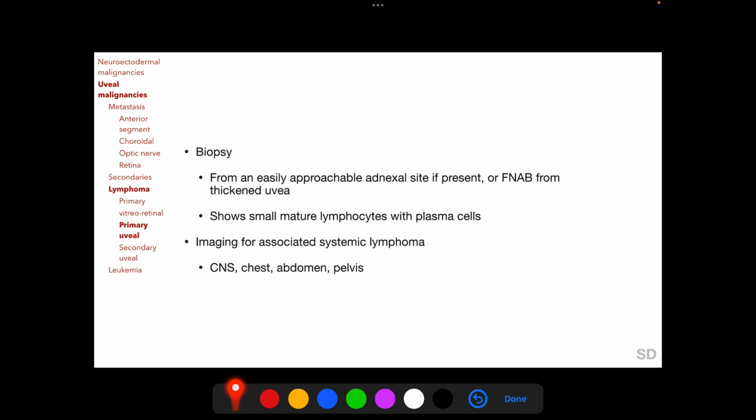Biopsy from an easily approachable adnexal site is preferred, but if no such site is present, fine needle aspiration biopsy from thickened uvea needs to be done. And biopsy typically shows small mature lymphocytes with plasma cells. Imaging of the central nervous system, chest, abdomen and pelvis is recommended to detect presence of associated systemic lymphoma.